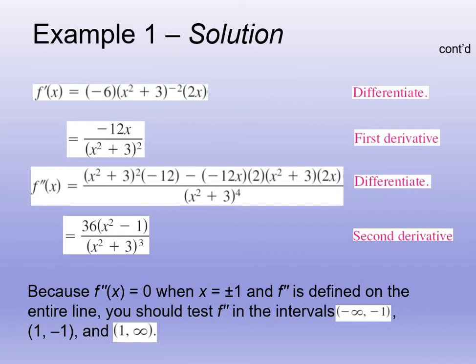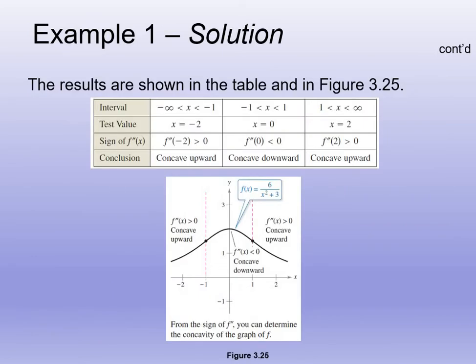And what we're testing for is to see if the second derivative is positive or negative in those intervals. When it's positive in that interval, that means it's concave up. If it's negative in that interval, we're going to talk about concave down. So you're going to make a chart with those intervals.